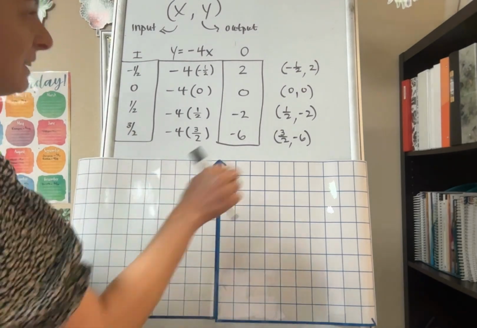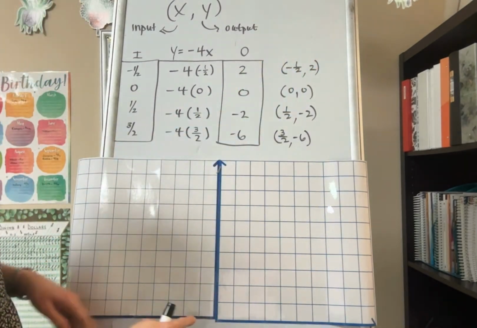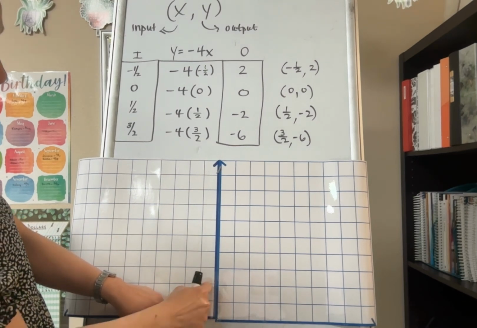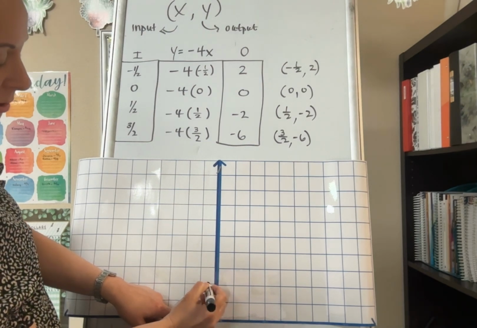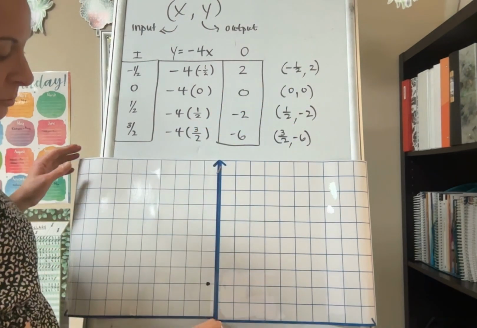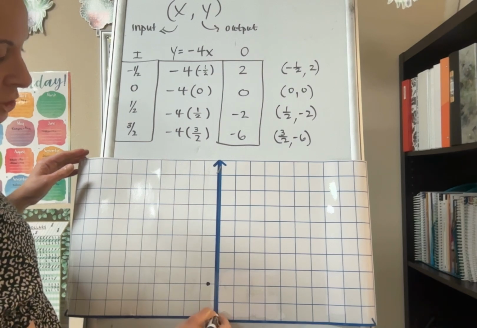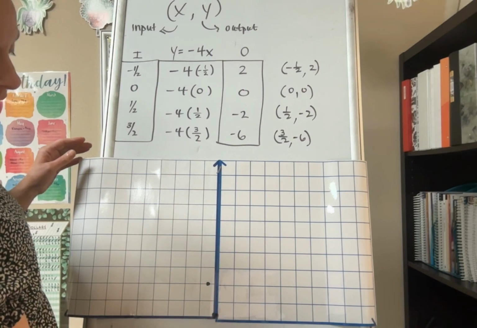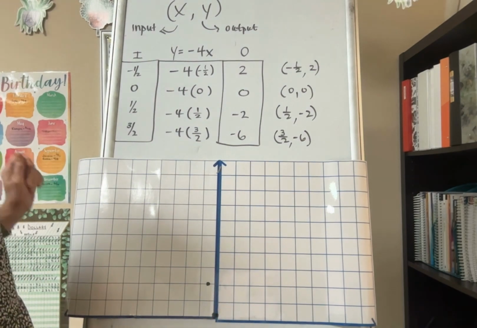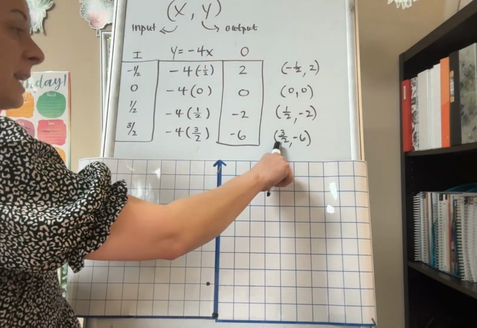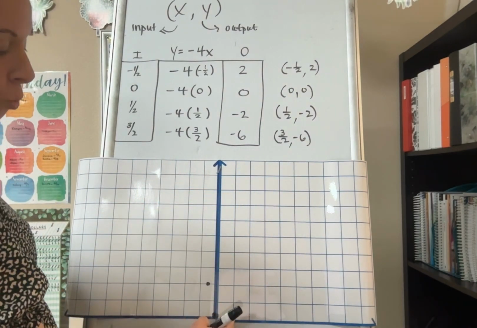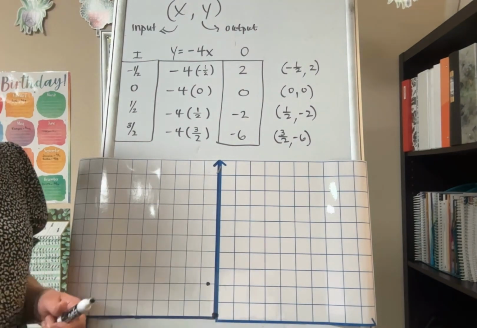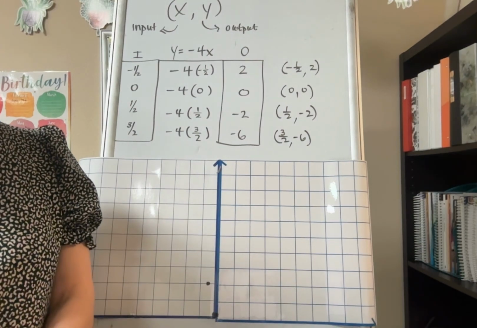Let's graph what we can. We can graph -1/2, +2. -1/2 is going to be halfway between 0 and -1, right? And then we're going to go up to +2 and make a dot. 0, 0, we can graph that. That's going to be right here at the origin. +1/2 and -2, that's going to be +1/2, but we would need to go down 2 places. And then this is +1/2, -6. So we would go to 1 and then halfway to 2 and go down to -6. And we would graph that, okay? So that's example 1.